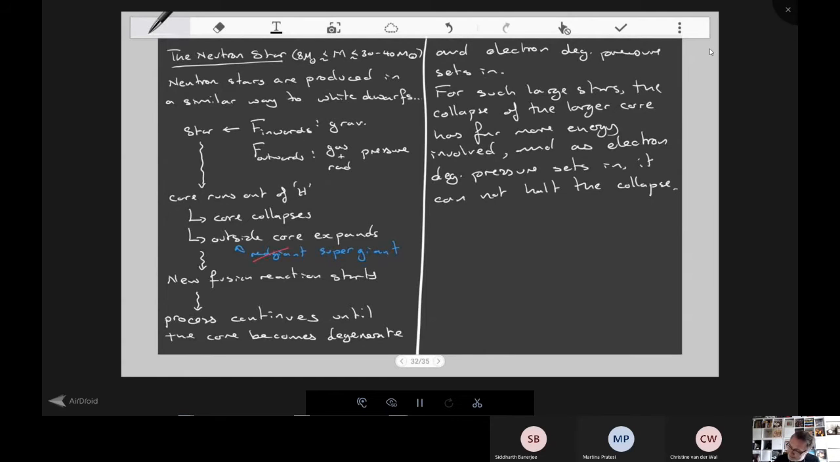So for such large stars, the collapse of the larger core has far more energy involved, and as electron degeneracy pressure sets in, it cannot halt the collapse. The collapse continues for a short period of time. So ordinarily, in a lower mass star, we say, okay, stop now. It carries on collapsing.